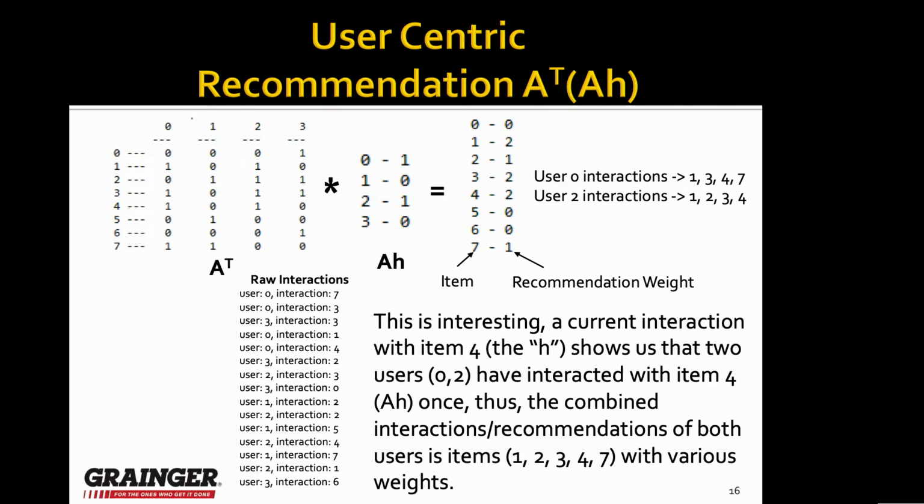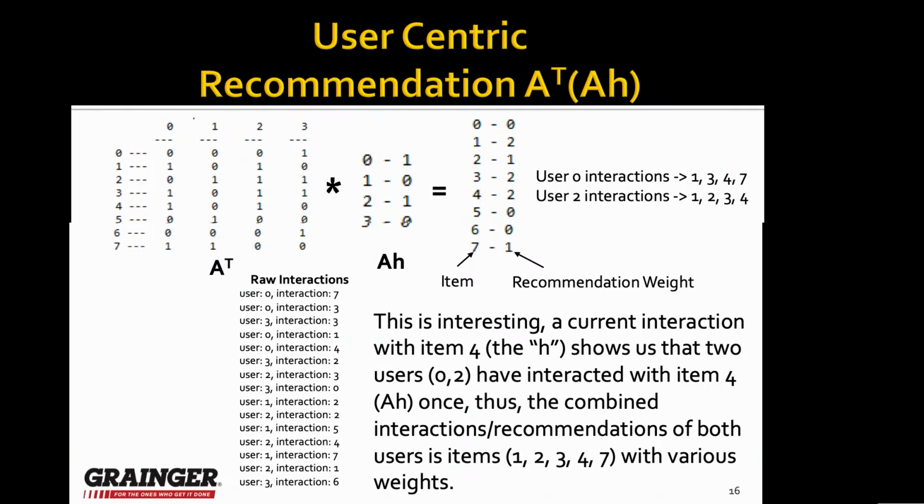Take a look at this. User 0 interacted with 1, 3, 4, and 7. User 2 interacted with 1, 2, 3, and 4. So if you take a look at that result, we see item 1 occurs in both data sets, both users, so therefore that gets a score of 2.